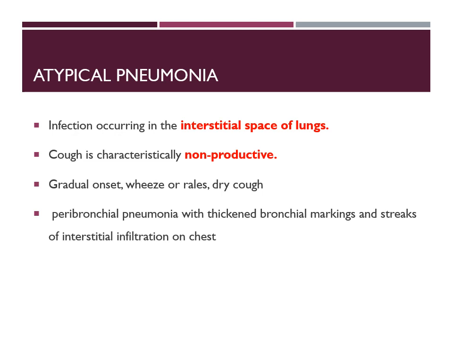There would be wheezes or rales on auscultation, and in this atypical pneumonia usually the infection is occurring in the interstitial space of the lung. Therefore, the presentation is also atypical. When we go for the X-ray, we will find peribronchial pneumonia with thickened bronchial markings.